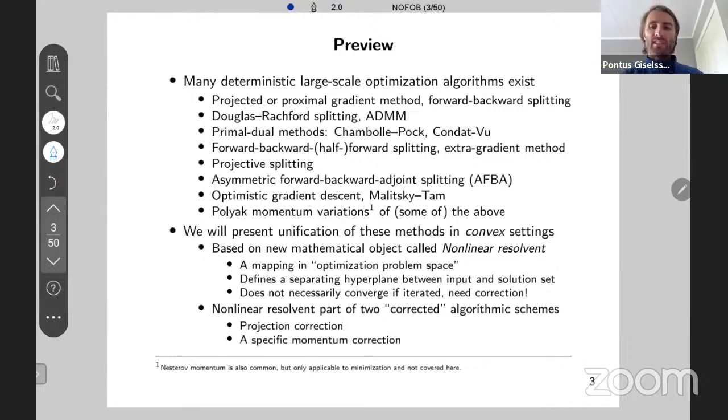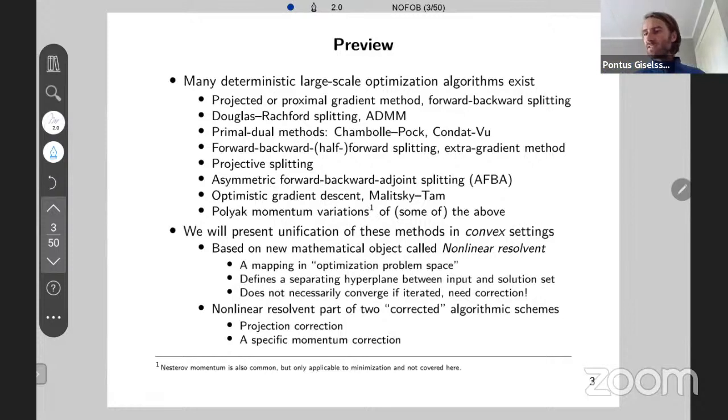This means that we have the iterate, and then we take some coefficient times the difference of the two previous iterates, add that to our update equation, and this is called Polyak momentum. So we have a very simple trick, after we have derived our method, to arrive at Polyak momentum variations of most of these methods. So what we will do is to present the unification in a convex setting.